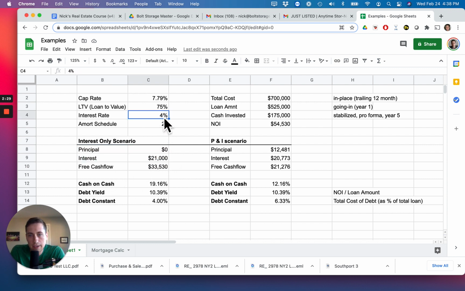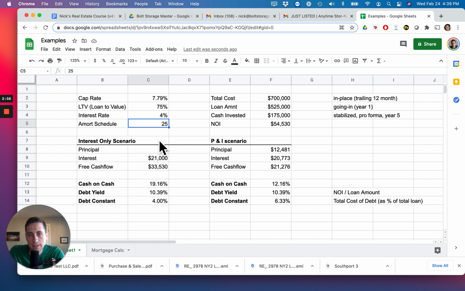$21,000 in interest, if I get a 4% interest rate and I lever it up 75%. So this loan to value basically means the percentage of the overall cost that I get a loan for. If I decide to only lever it up 50%, my loan's only $350,000. If I lever it up 80%, which is generally close to the maximum, my loan is $560,000. What does it look like at a 75% LTV, 4% interest rate, and a 25-year amortization schedule?